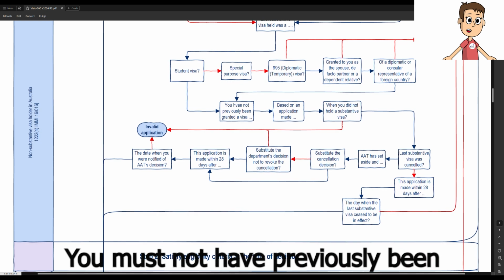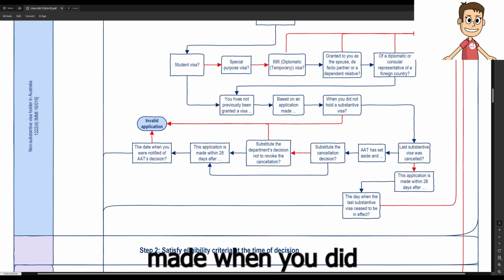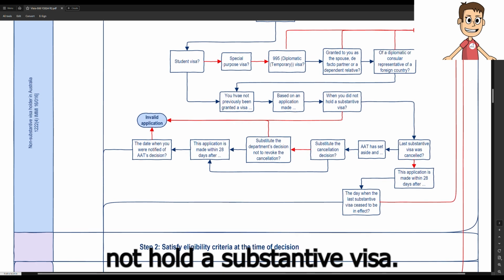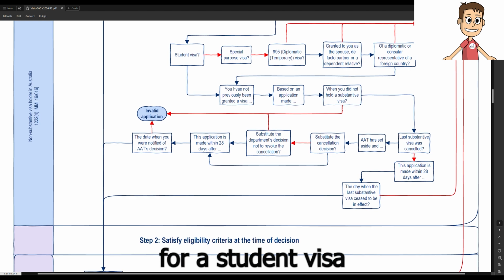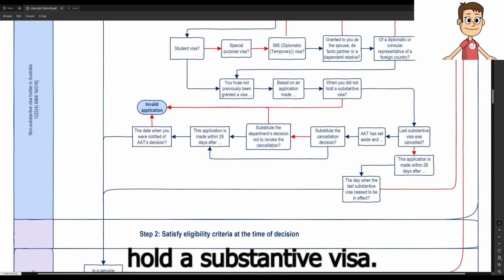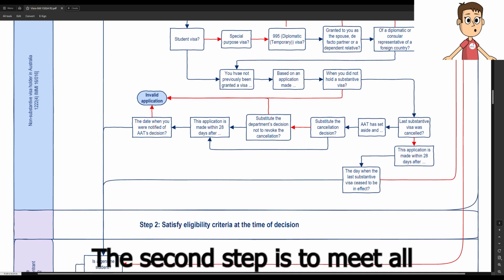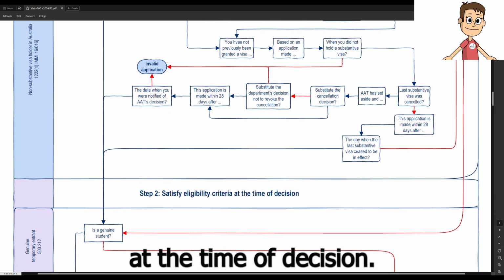You must not have previously been granted a visa on the basis of an application made when you did not hold a substantive visa. It means that you can only apply for a student visa once when you do not hold a substantive visa. The second step is to meet all eligibility criteria at the time of decision.